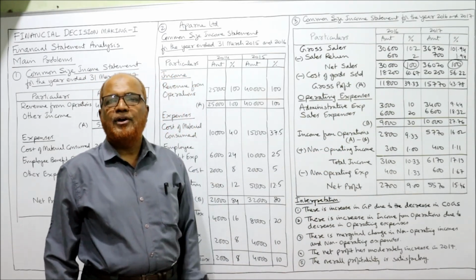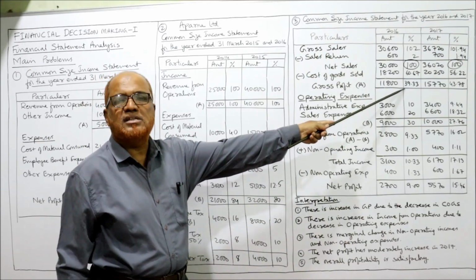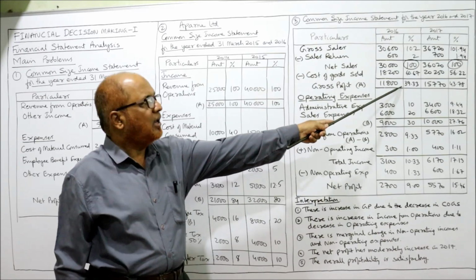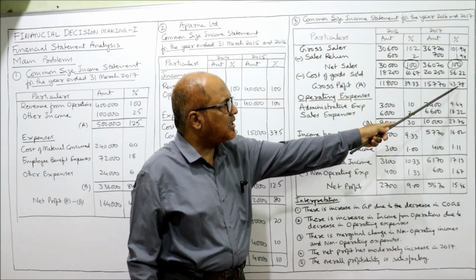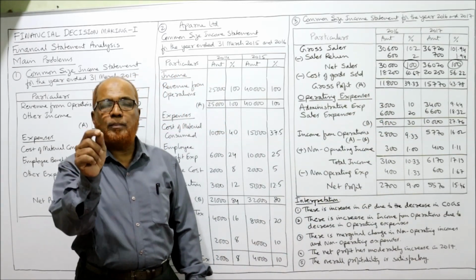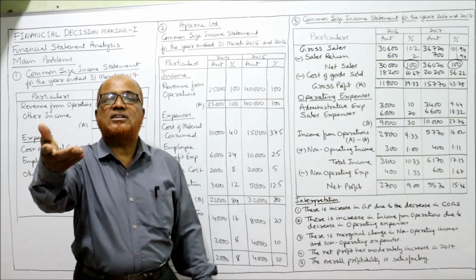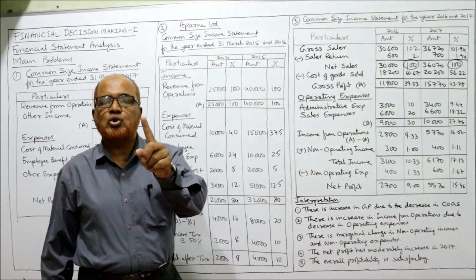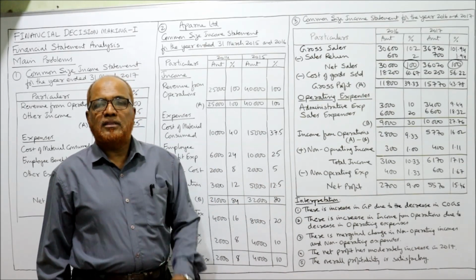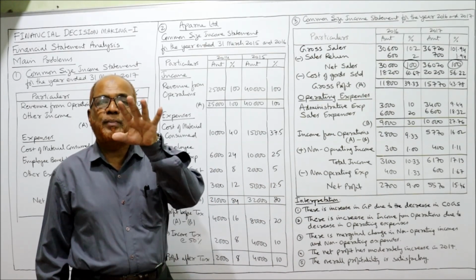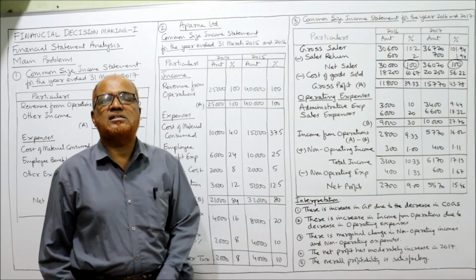39.33. For every 100 rupees of sales, 39.33 rupees is the gross profit last year. Now current year, for every 100 rupees of sales, the gross profit is 43.78. So the first conclusion: the gross profit percentage has increased. This gross profit percentage has increased because the cost of goods sold as a percentage has decreased.